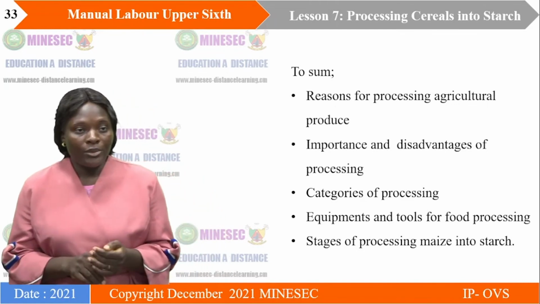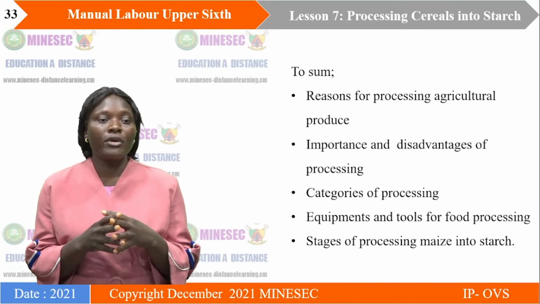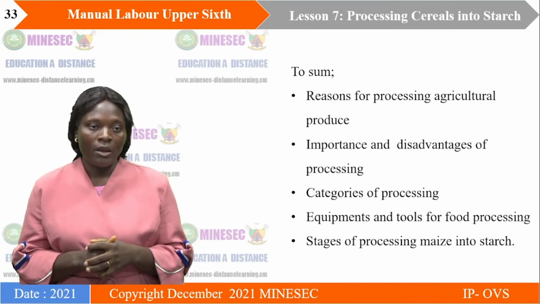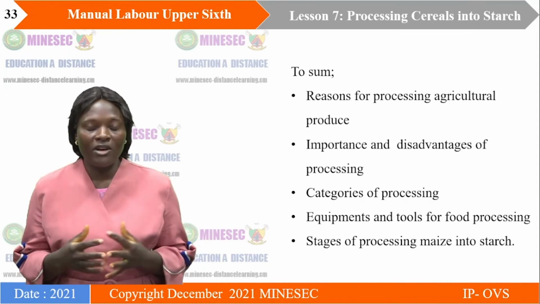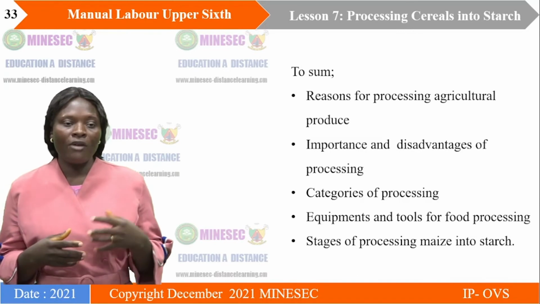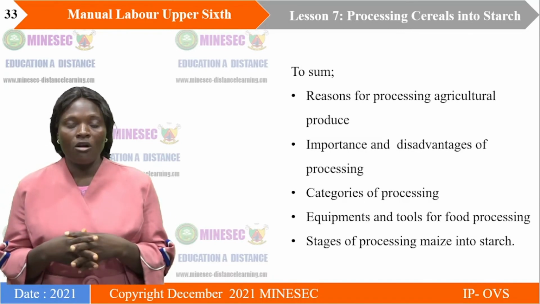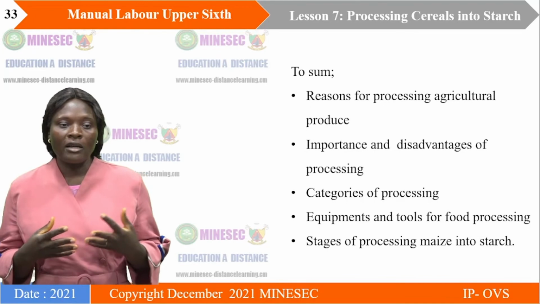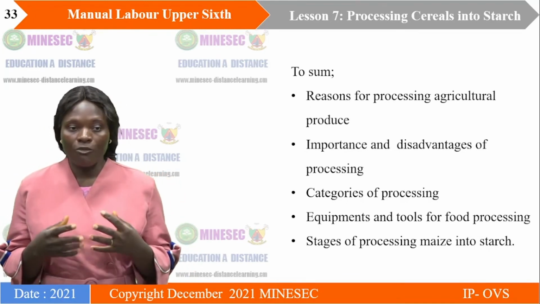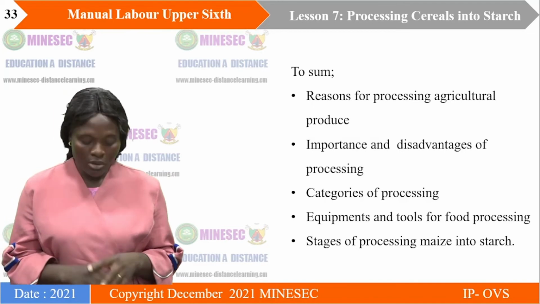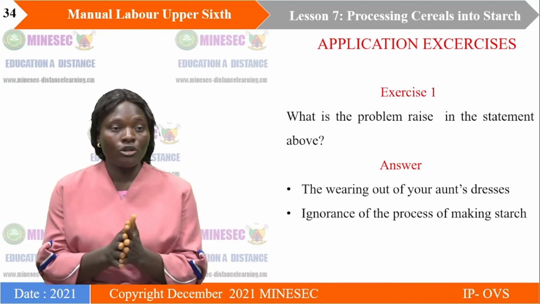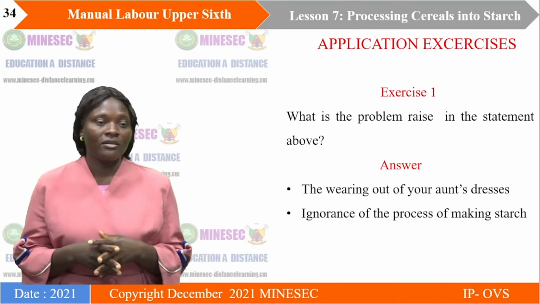In summary, we have looked at the reasons for processing agricultural produce. We have looked at the importance and disadvantages of processing agricultural produce. We have also looked at the different categories of processing. We have looked at equipment and tools for processing, and we have seen the stages of processing maize into starch. So let's look at some application exercises.